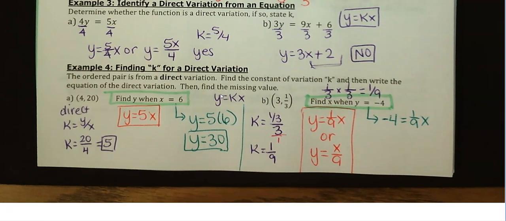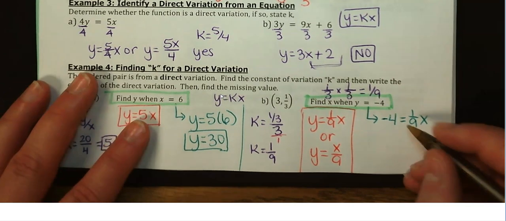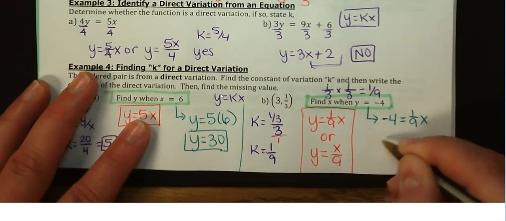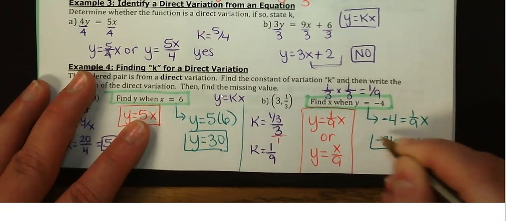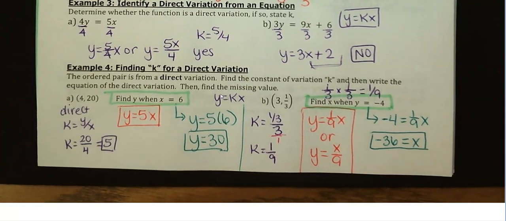Either way, probably the easiest way to solve that is multiply both sides by 9 to get rid of that fraction, and x is just going to be -36 there. Is anybody having a question about any of the direct variation stuff? We're going to do inverse on the back.